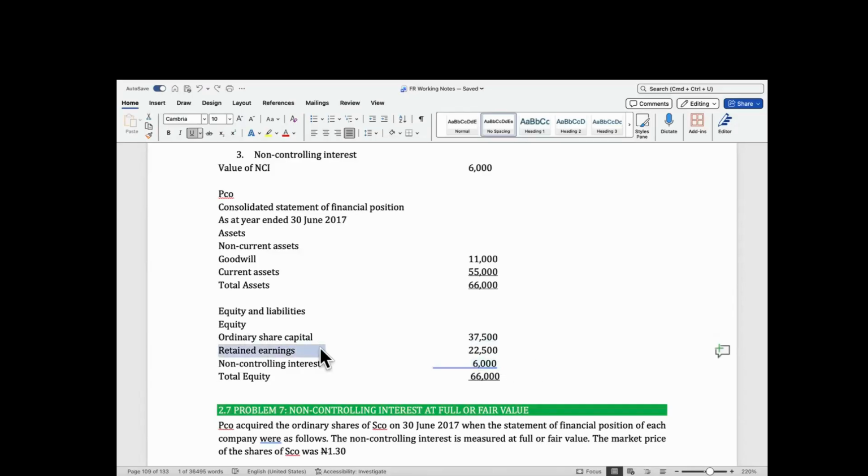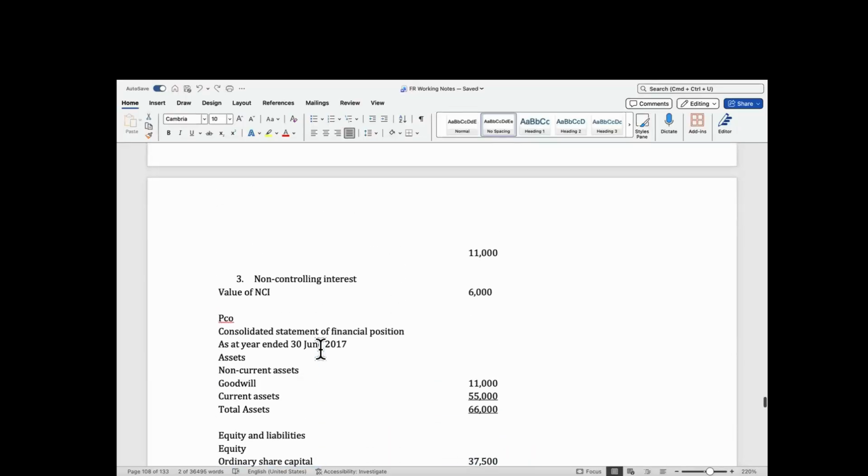And the retained earnings also is that of the parent alone, because that of the subsidiary is a pre-acquisition retained earnings, which has also been cancelled out. Okay, and that's the solution to this question.